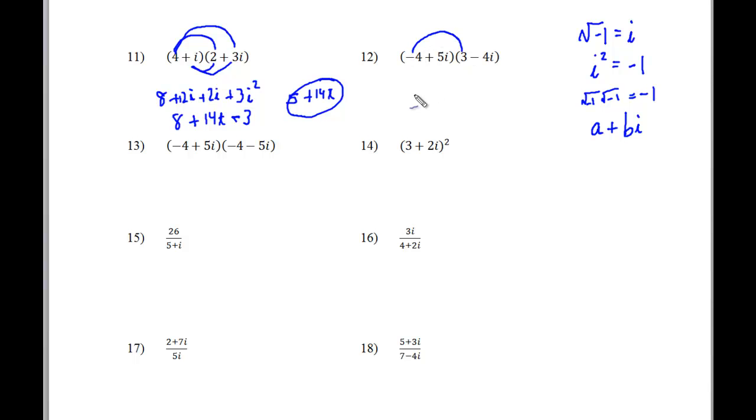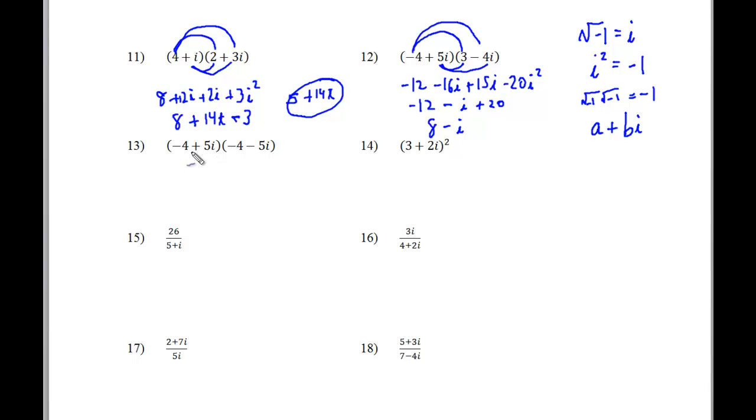We'll do our FOIL here. This is -12. This here is -16i. This is positive 15i. And then this is -20i squared, because i times i is i squared. So we've got -12. -16 plus 15 is -1i, or just -i. And this -20 times -1 is going to be positive 20. So this gives us -12 and 20, which gives us 8 minus i.